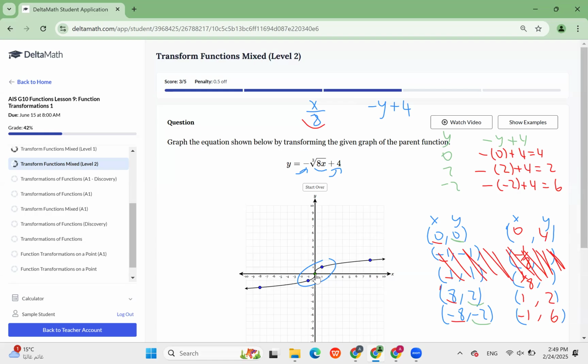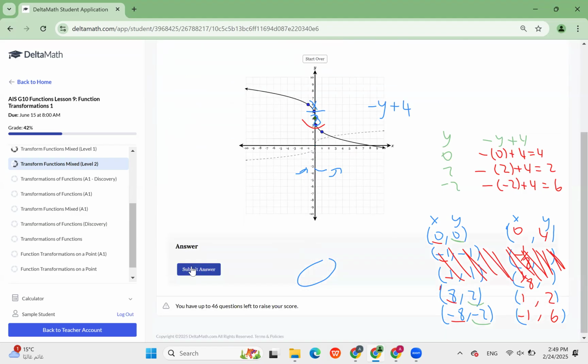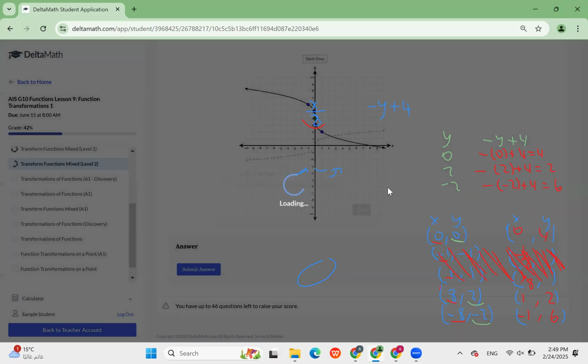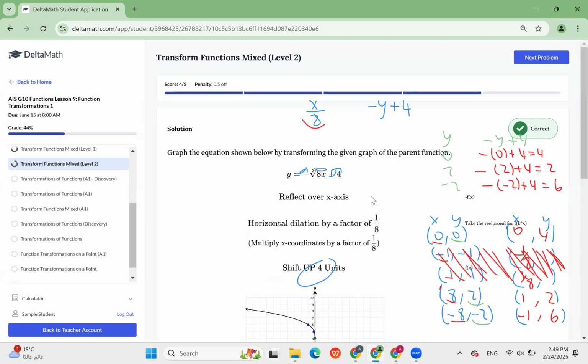So first we move the green point to 0, 4. And then this is 8, 2, so this is this dot here, and it goes to 1, 2. 1, 2 is here. And we see that the other one is -1, 6, and it is actually there. So it seems correct. So we submit. And we're done.